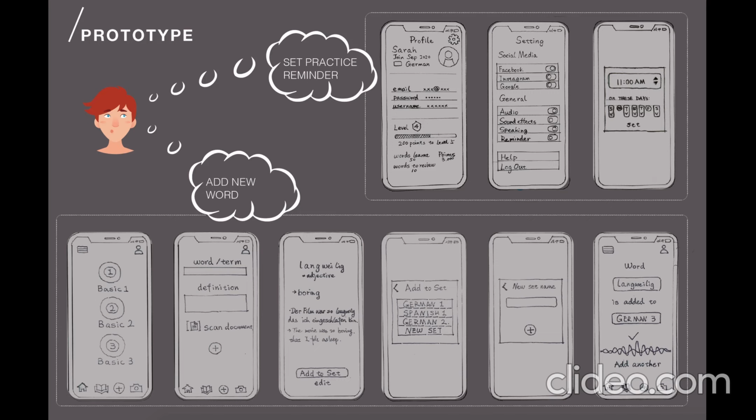The next task is to add a new word. In the horizontal navigation system at the bottom, you can locate the Add button. Here you can type in the word and the definition, or you can simply scan a document to easily load the words you want to add. Then you add to an existing set or a new set name. At the end, you can add another word or set.